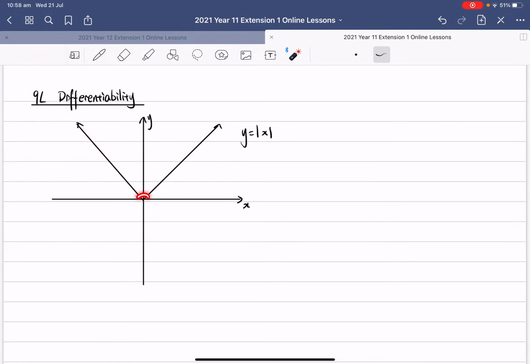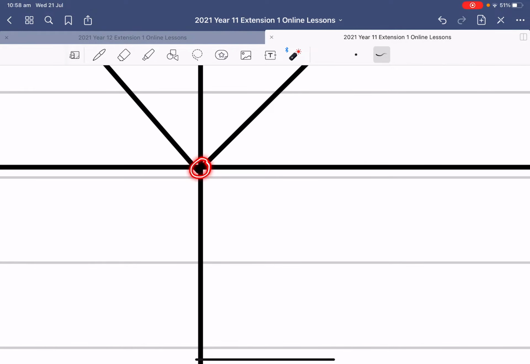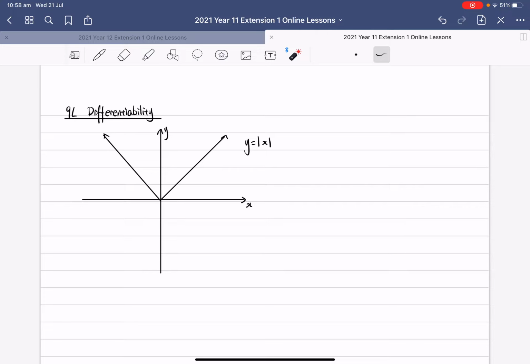However, for example, if I want to look at this point, which is a sharp turning point, can we differentiate at this point? Are we able to differentiate it? The answer to that question is no. The function is not differentiable at that point, at x equal to 0.